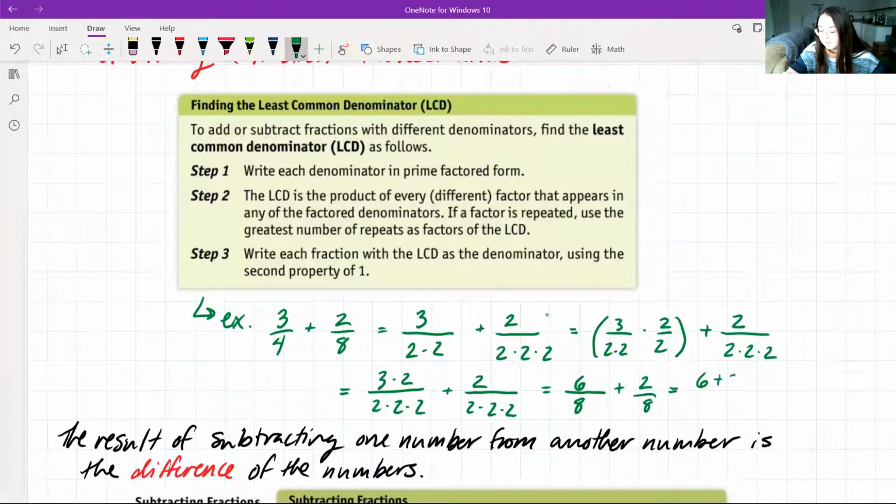Then this will give us 6 plus 2 divided by 8, which is 8 divided by 8, which is just equal to 1. So all we did in this sense was we wrote each denominator in prime factored form. We found the one value that was different, and we multiplied that value by our other term that didn't include it. Now, in some cases, you will have to multiply both numbers by different numbers if there isn't a least common denominator.